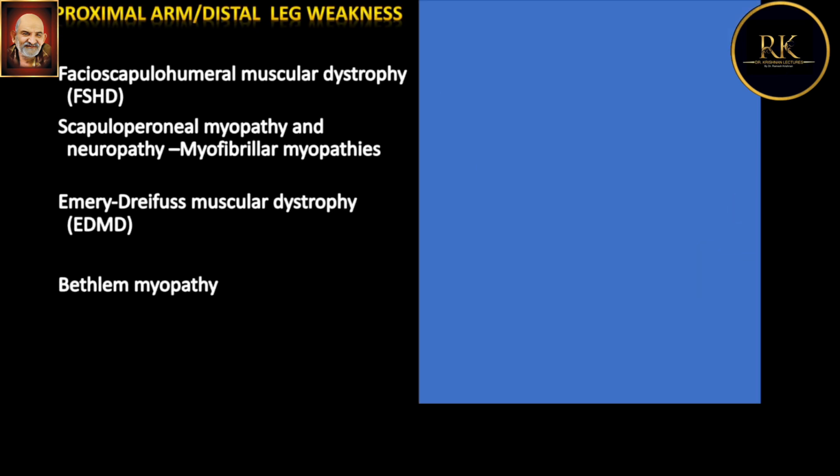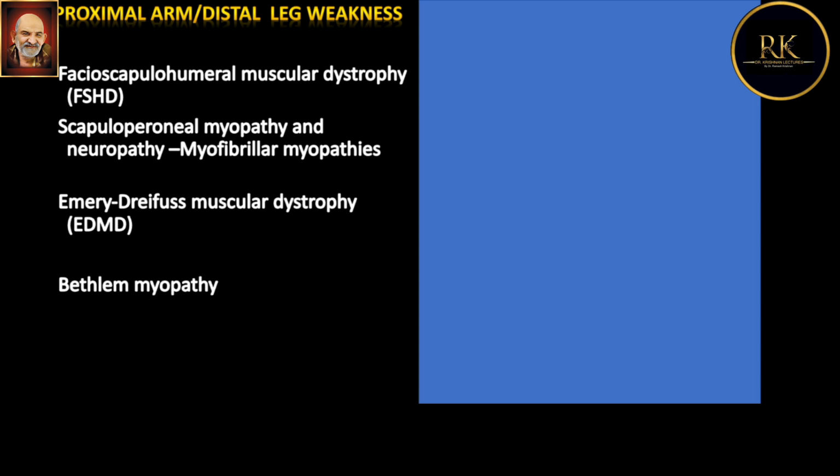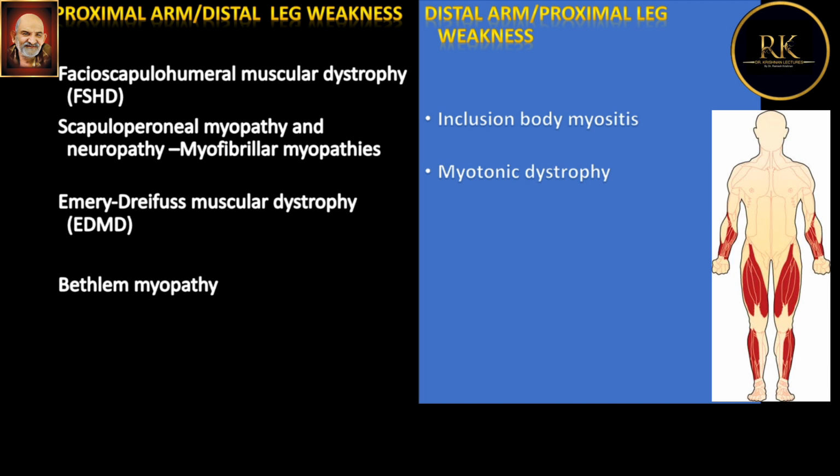If the patient presents with proximal arm and distal leg weakness, the causes include fascioscapulohumeral muscular dystrophy and scapuloperoneal myopathies and neuropathies, including myofibrillar myopathies, Emery-Dreifuss muscular dystrophy and Bethlem myopathy. If the patient presents with distal arm and proximal leg weakness, the causes include inclusion body myositis and myotonic dystrophy.